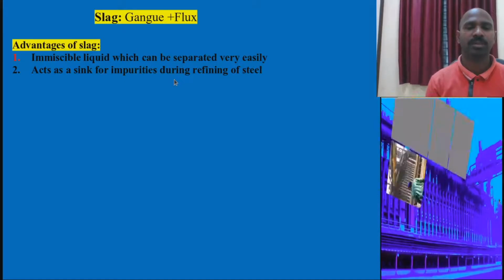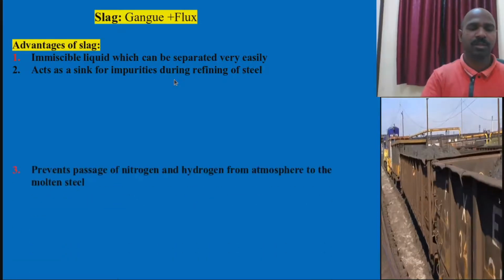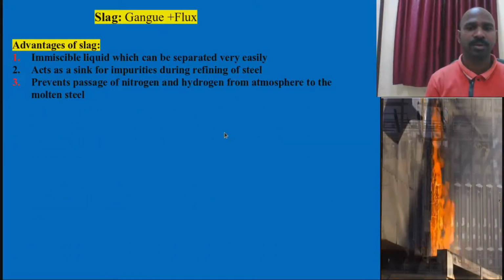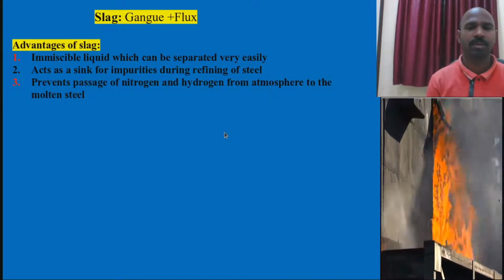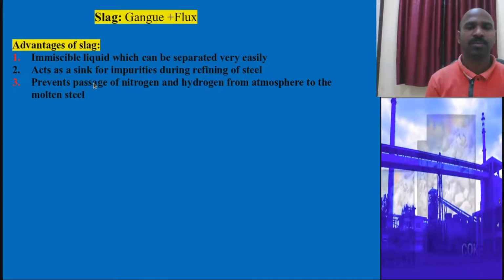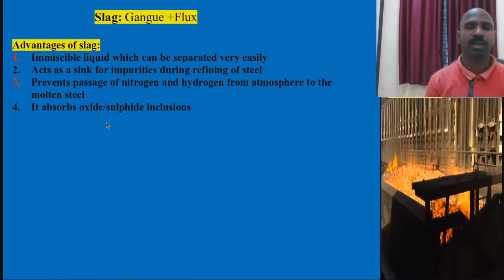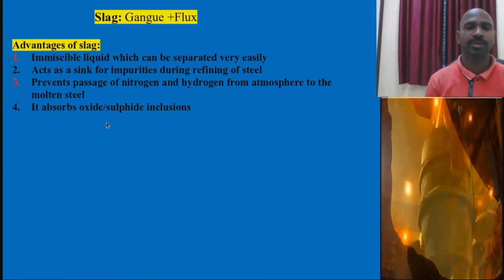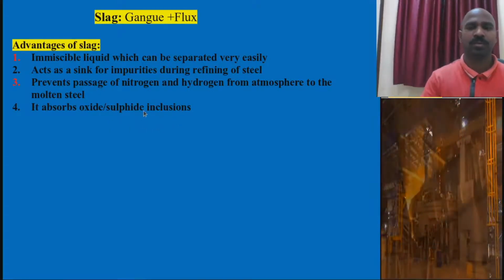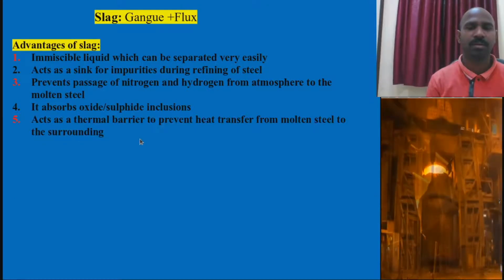For refining the steel, it forms a layer at the top of the steel, the hot metal. It prevents passage of nitrogen and other gases from the atmosphere. That is one of the advantages. The other thing is it absorbs oxide and sulfide inclusions and improves the mechanical properties, or modifies the inclusion shape and size. And it acts as a thermal barrier coating.